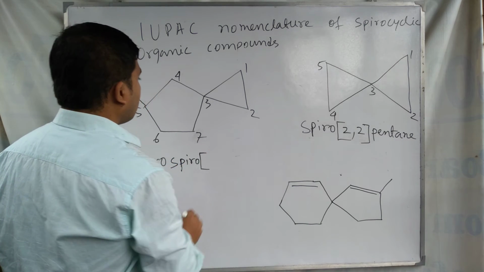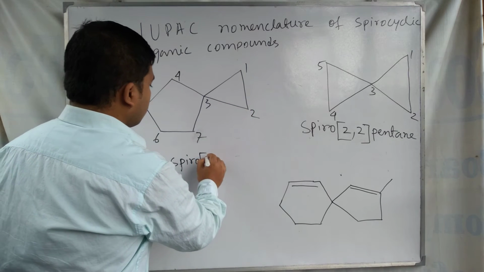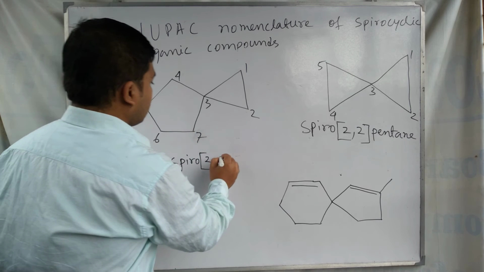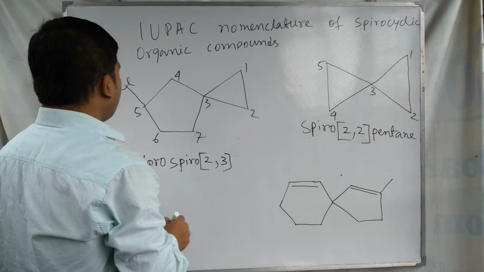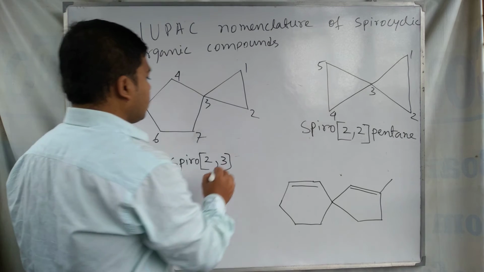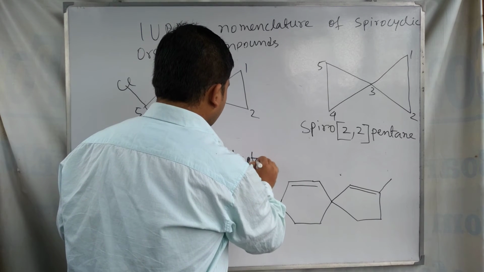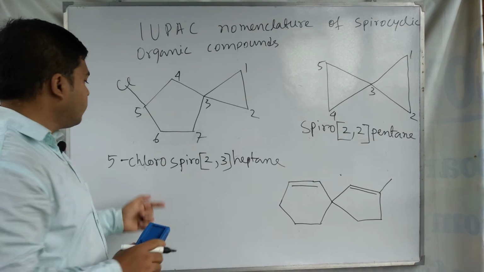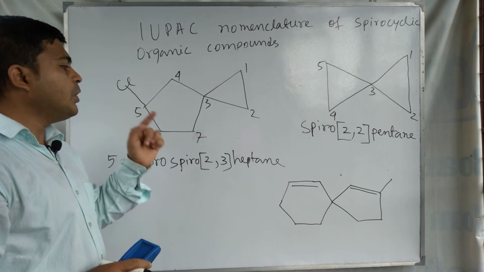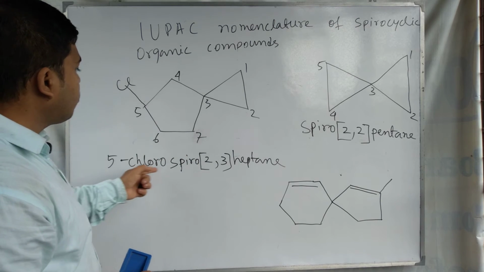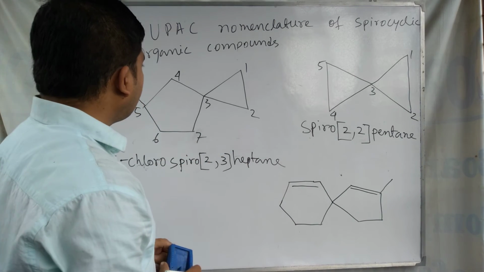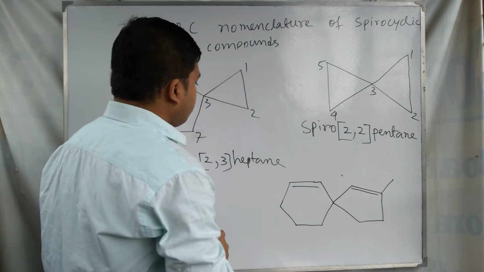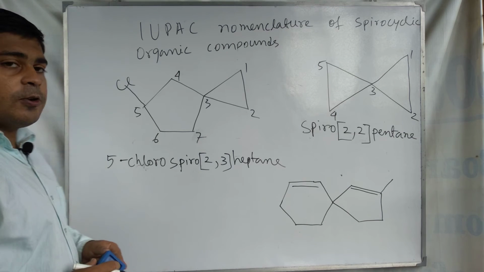Spiro, and the number of carbons here is 2 and the number of carbons here is 1 2 3, so 2 3. The total number of carbons present in this molecule gives heptane. This is the name of this molecule, 5 chlorospiro 2,3 heptane. 5 chlorospiro 2,3 heptane is the name of this molecule. Similarly, in this way you can write the IUPAC name of such type of spiro compounds.